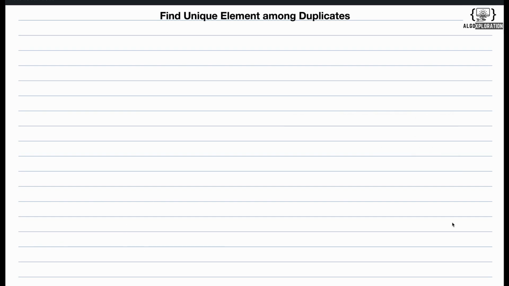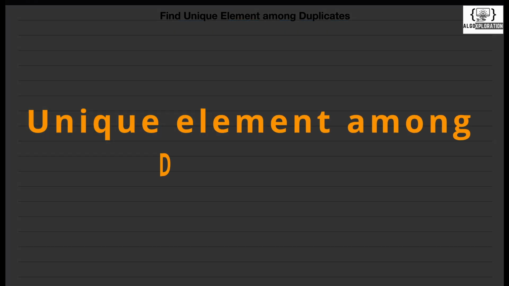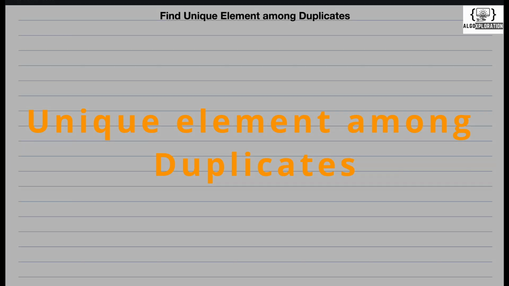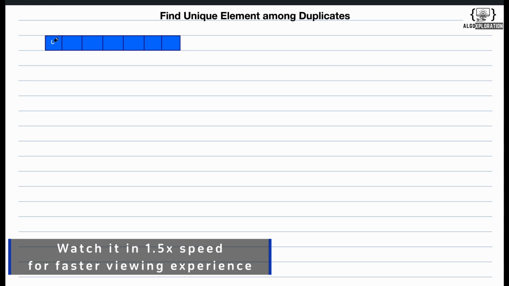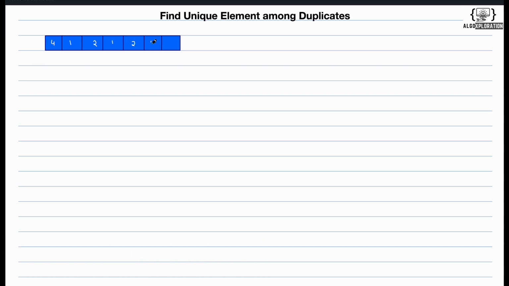My name is Sami. In today's lecture we are going to see how to find a unique element among duplicate elements. So we will have an array. Here we have 4, 1, 2, 1, 2, 4, 7. Let's name this array A. We can see that every element is duplicate except 7. So here 7 will be the answer, or let's say we have to return 7.